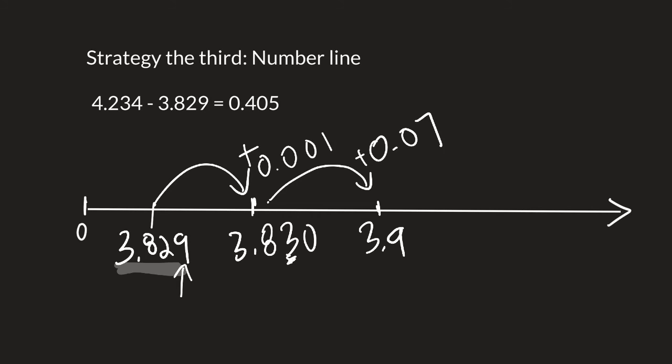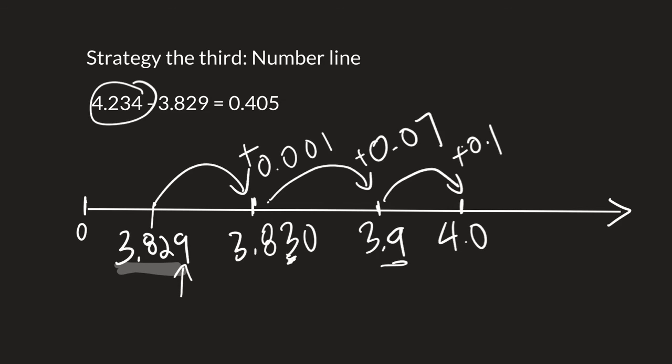Aha! Now what can we do to make this easier? Let's add one more. Let's add a tenth, plus 0.1. And when you add 0.1, we will get 4.0. Do you see what we're doing here? Now, we need to get to this number right here, 4.234. So what do we need to add to 4.0 to get us to 4.234?